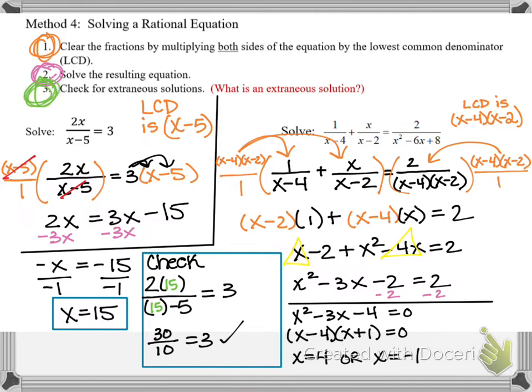Now, I'm not going to stop and say, okay, I have my solutions, I'm done. No, I'm not going to do that. I need to check for extraneous solutions. So on the next slide, we're going to test both of these, and we're going to see if they cause either of the denominators to equal 0. And if they do, we have to discard that solution. Okay, so let's go on to the next slide.